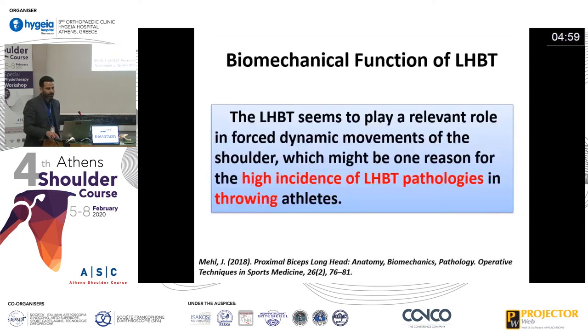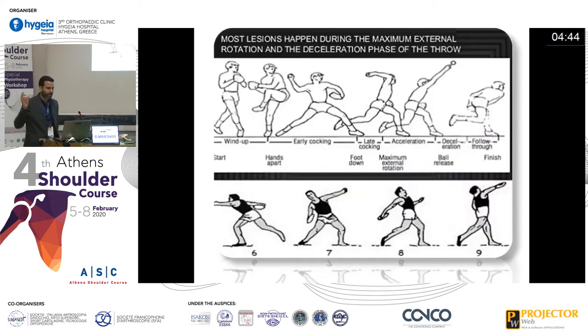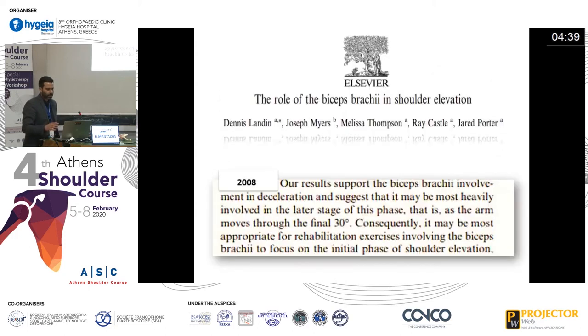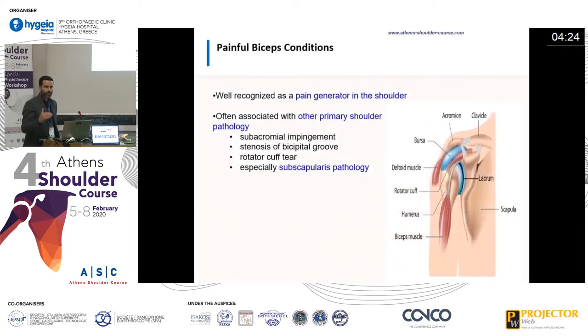Its main biomechanical function seems to play a relevant role in force dynamic movements. That's why it has a high incidence of pathologies, especially in throwing athletes. Most lesions happen during the maximal external rotation and acceleration phase of the throw. That's why it was considered that the best way to rehabilitate should involve exercises for the first 30 degrees of flexion, where the biceps enhances the stabilization of the humeral head.